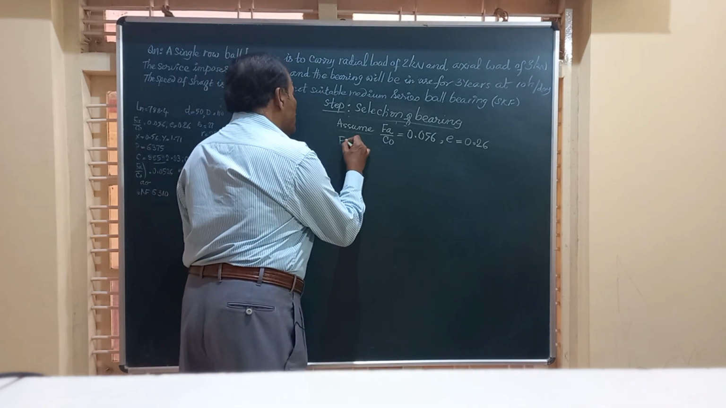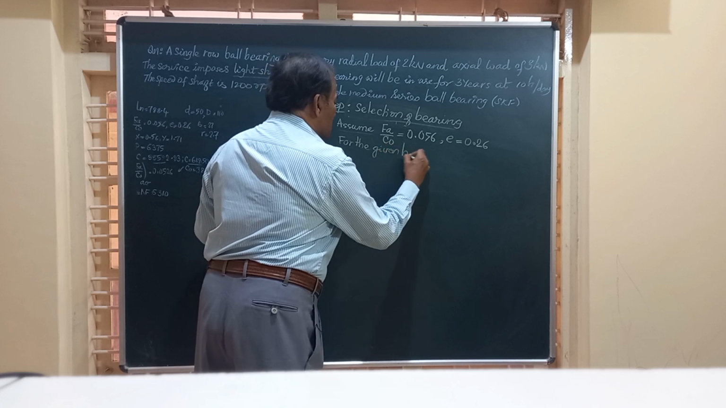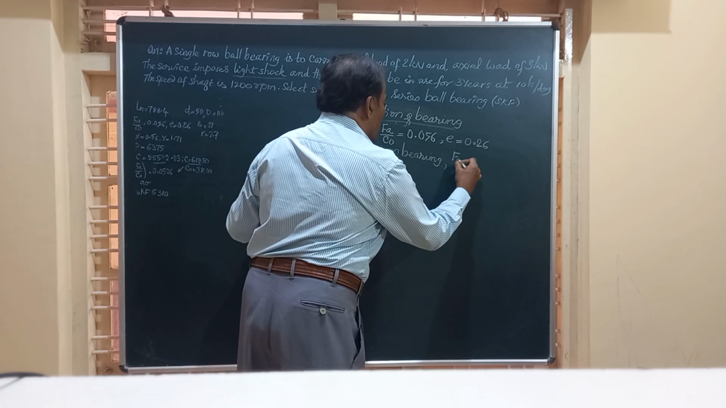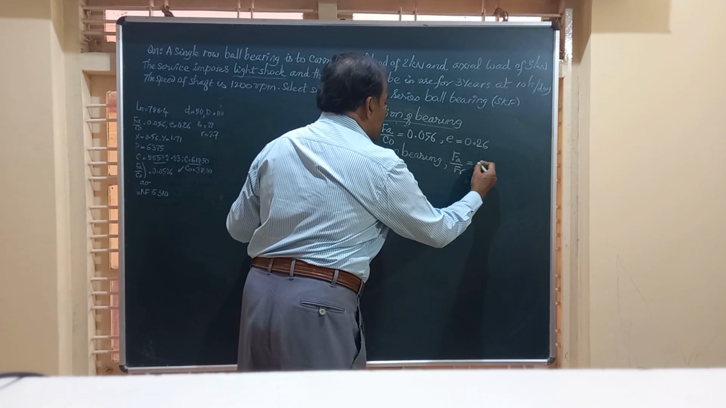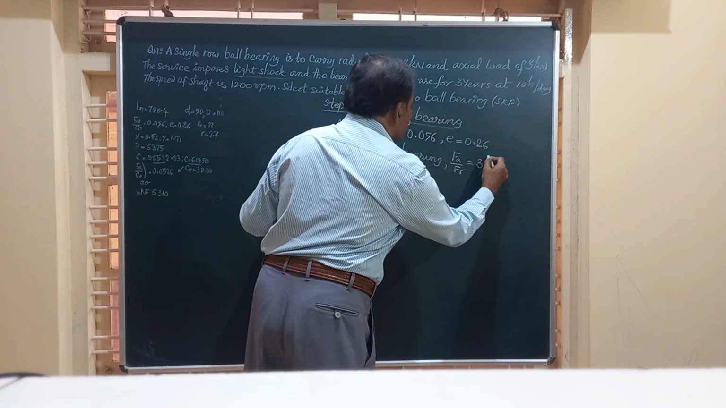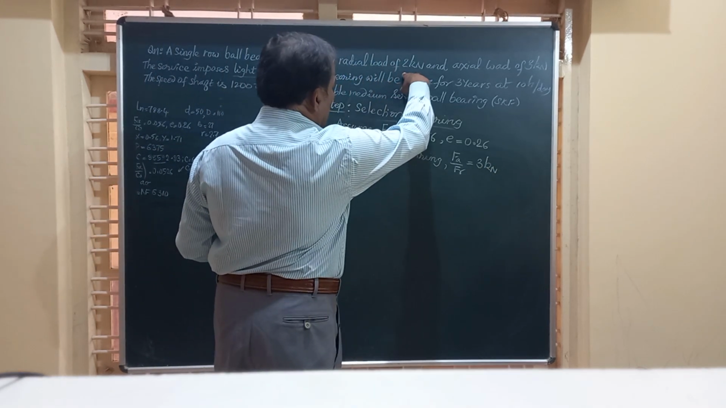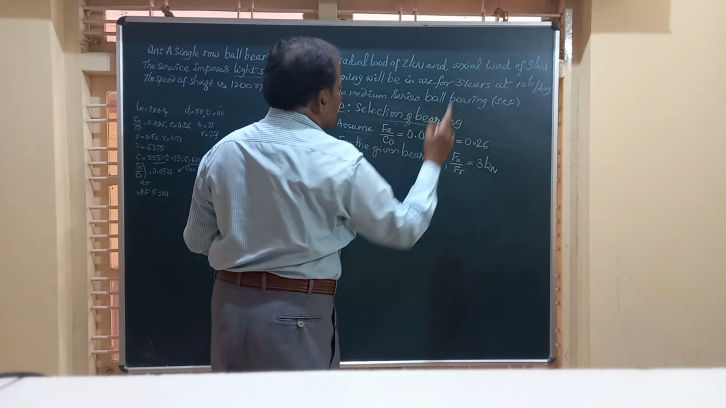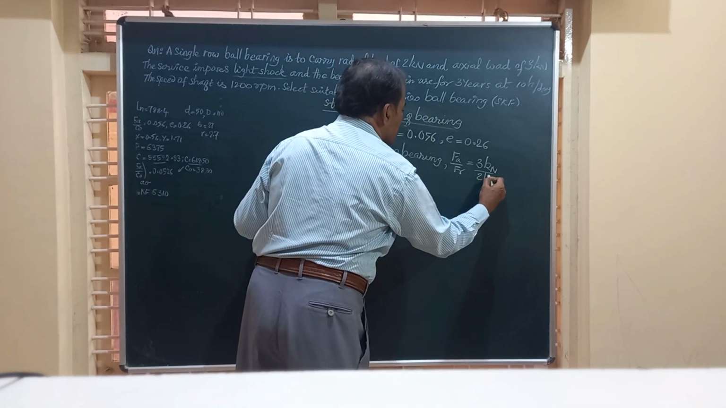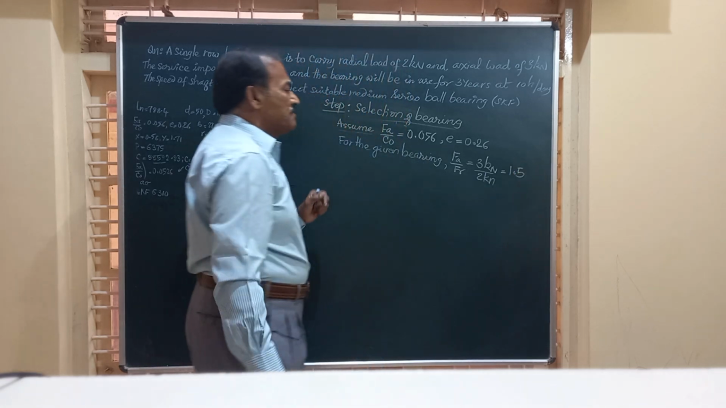Now, for the given bearing, we have FA over FR. FA is axial load, it is 3 kilonewton, and the bearing carries a radial load of 2 kilonewton and an axial load of 3 kilonewton. FR is radial load, 2 kilonewton. So friends, we are going to get 1.5 as the ratio.